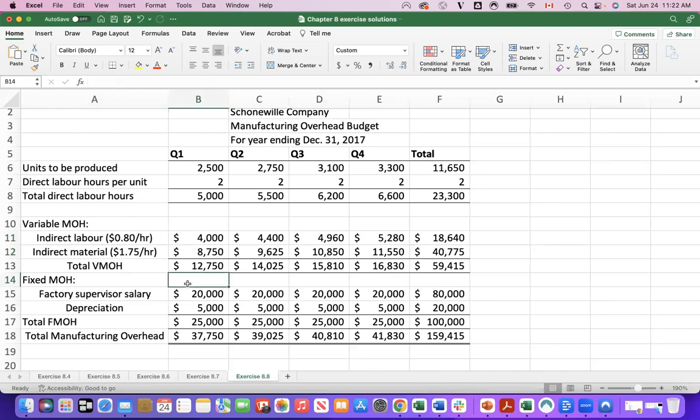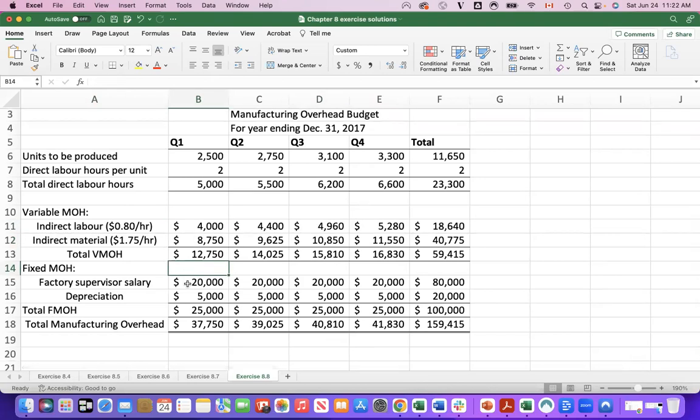Fixed manufacturing overhead, that's the easy one. Fixed implies the cost does not change. It has nothing to do with direct labor hours. They expect each quarter to have factory supervisor salary of 20,000 each quarter. So notice that stays flat from quarter 1 to quarter 4. Same with depreciation, remains the same, 5,000 each quarter. We expect total fixed manufacturing overhead per quarter to be 25,000.